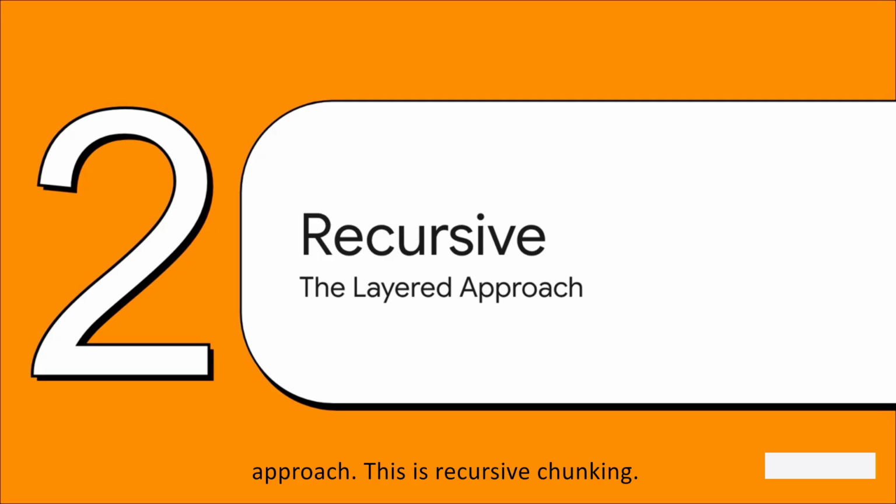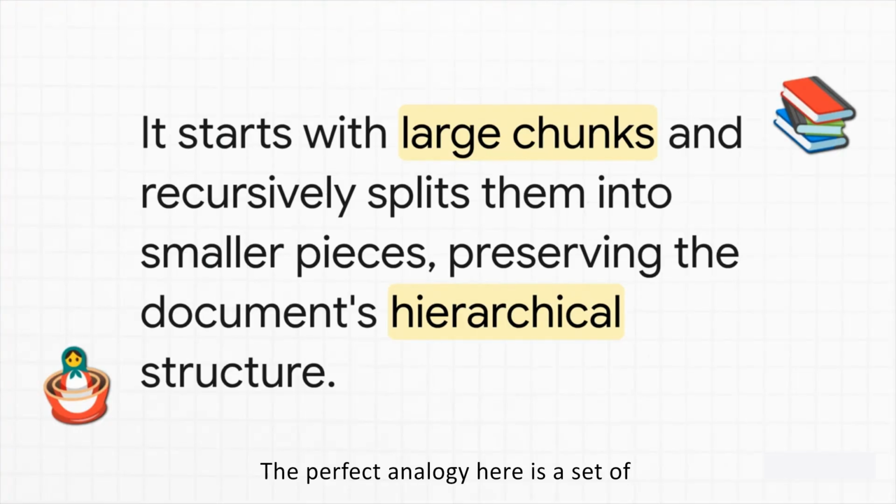This is recursive chunking. The perfect analogy here is a set of Russian nesting dolls. You start with the big doll, the whole document. You open it up, and you find smaller dolls inside. Those are your chapters. Then you open up a chapter, and you find even smaller pieces, like paragraphs. And then inside those, you find the sentences. It tries to break the text down along its natural, built-in structure.